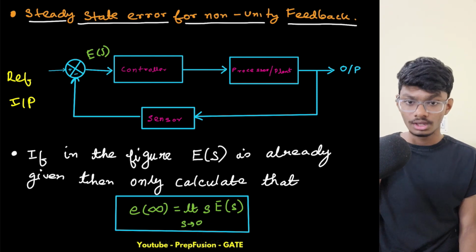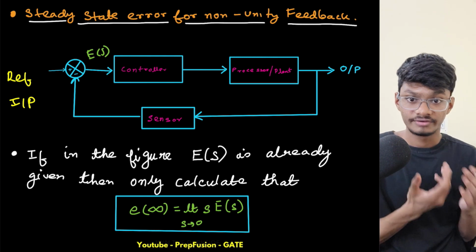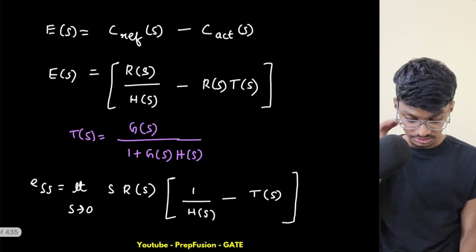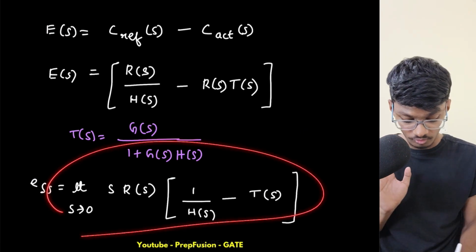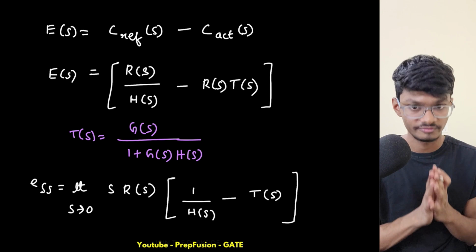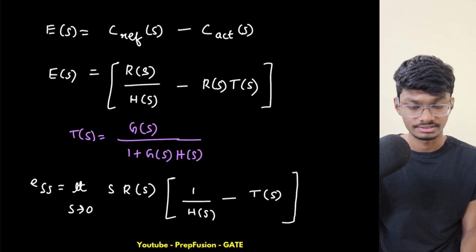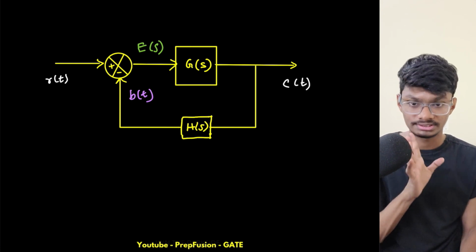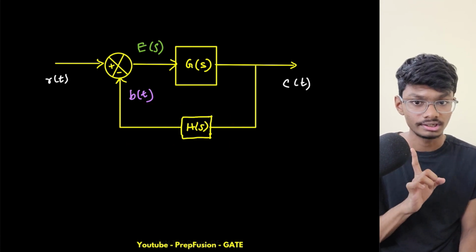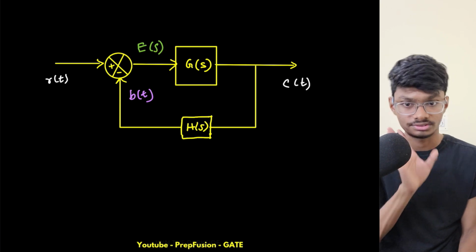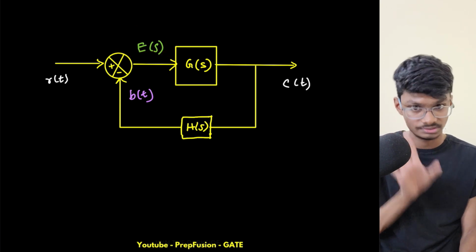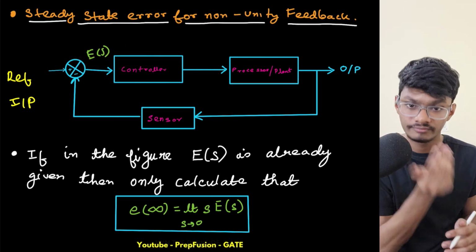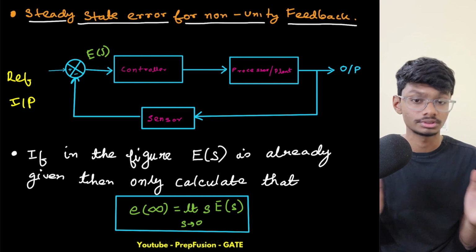No need to use your brain, because the definition of error, steady state error, has been given differently in different books. So this is the best explanation that I found for the steady state error of a non-unity feedback system. For a unity feedback system it is very easy. Generally, only one time has GATE given a question on steady state error for a non-unity feedback system, and that time they gave this E of s. They explained that E of s is this. So if they are defining it for you, then you don't need to define it by yourself.